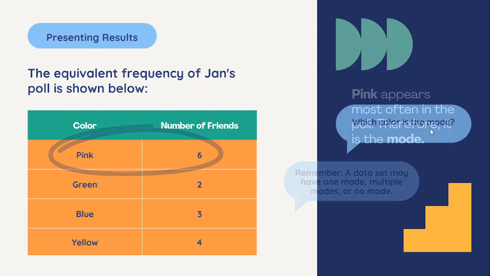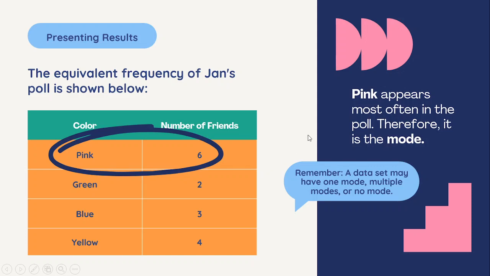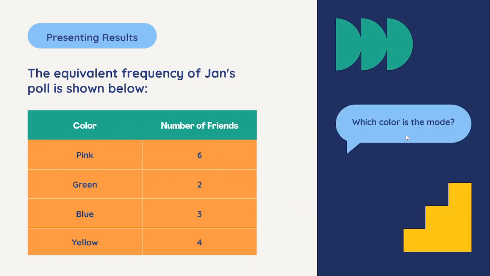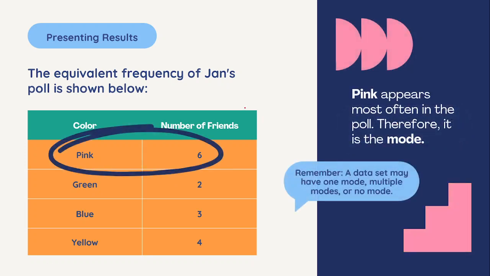Okay, now which color is the mode? How do we find the mode? Mode means you need to find the most occurring data, right? So now you can see here which one is the most occurring data. Here you can see pink. Pink appears most often in the poll, therefore it is the mode, right? Because you can see the frequencies here: 6, 2, 3, 4. So 6 is the highest frequency. It means pink is the mode here.